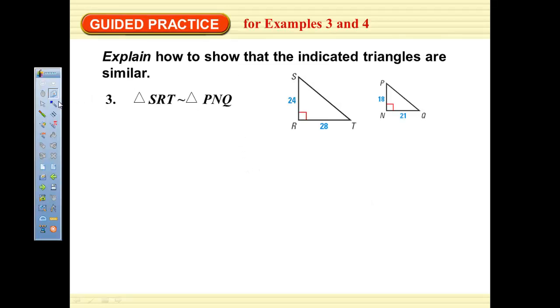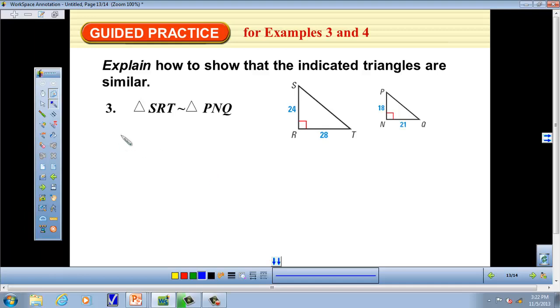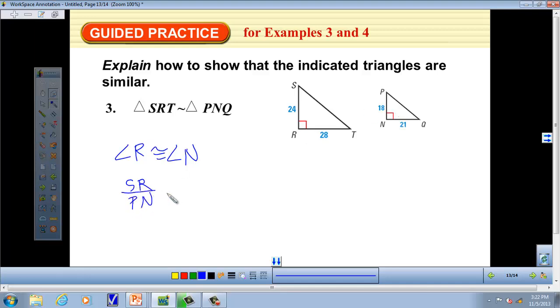Here's another one we can do using side angle side similarity. We know angle R is congruent to angle N because they're both right angles, and all right angles are congruent. We know SR is the smaller one here, so it matches up with this, so it would be SR over PN. That gives me 24 out of 18. Both of those are divisible by 6. By 6 for sure. 6 gives me 4 here. Divide by 6 gives me 3.